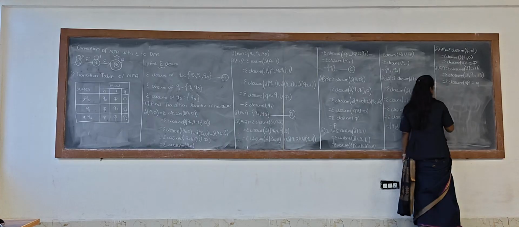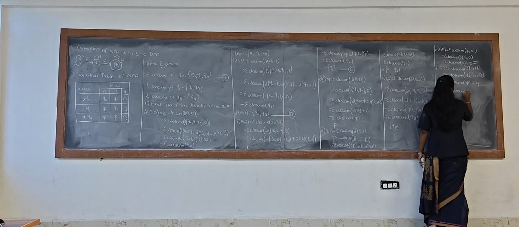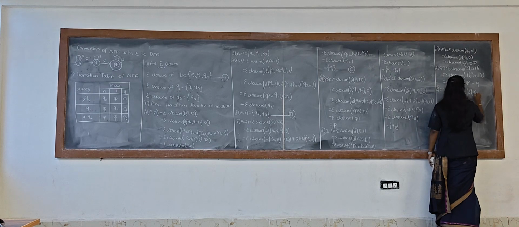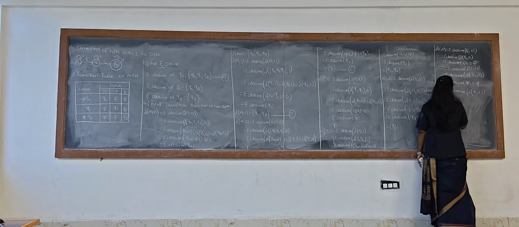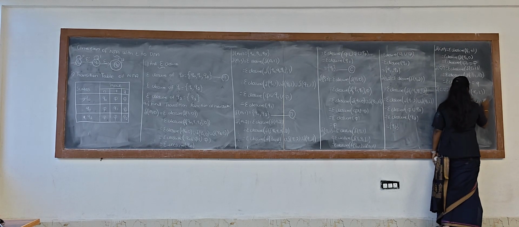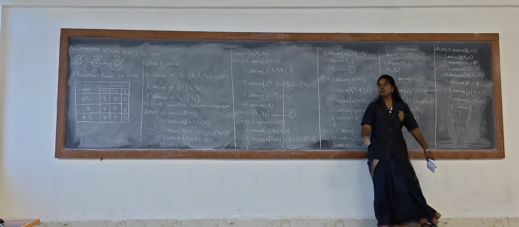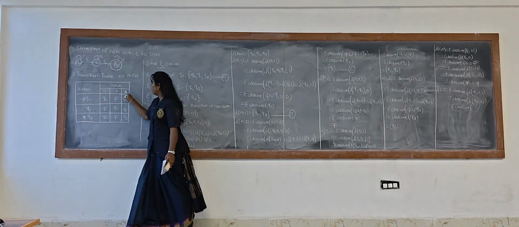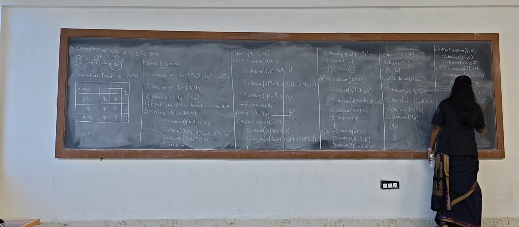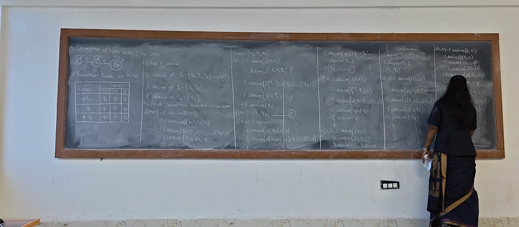So epsilon closure of transition of C comma 2. So epsilon closure of transition of Q2 comma 2. So transition of Q2 comma 2 means here we are having the state Q2, so that we can mark this as a Q2. Okay. So epsilon closure of Q2 means the answer is Q2. So this is how we can find the transition function.